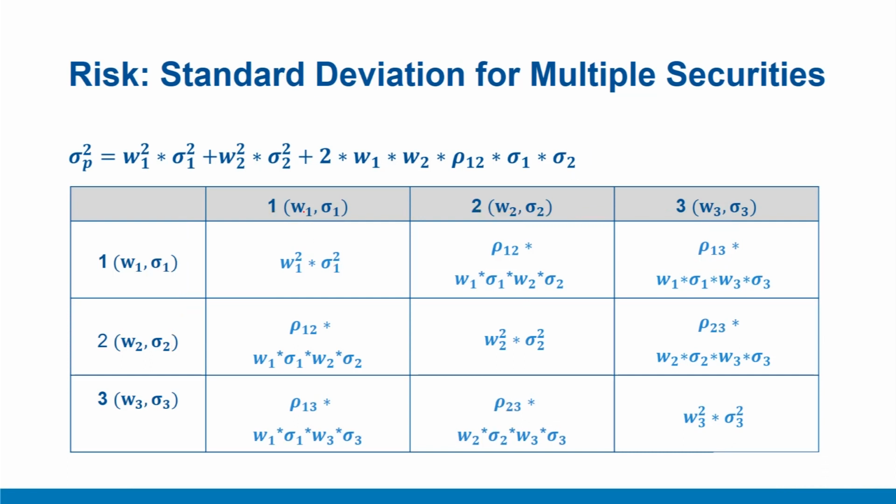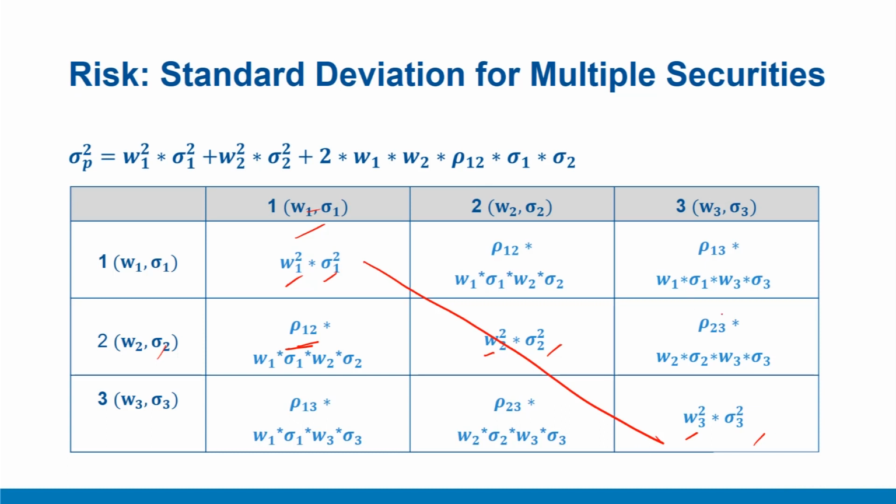Now, the overall portfolio risk will be a combination of these diagonal terms, that is W1 square sigma 1 square, very similar to what we did earlier for two securities, then W2 square sigma 2 square, W3 square sigma 3 square. And again, the off diagonal terms that are here, they will be put together, W1 sigma 1, W2 sigma 2, and along with that, there is a correlation term rho 1 2.